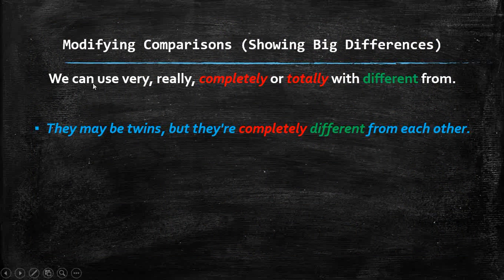We can also use very, really, completely, or totally with different from. As in this example, they may be twins, but they are completely different from each other. We use the word completely with different to show a big difference between the two objects, people, or situations that we are talking about. In this case, the twins.